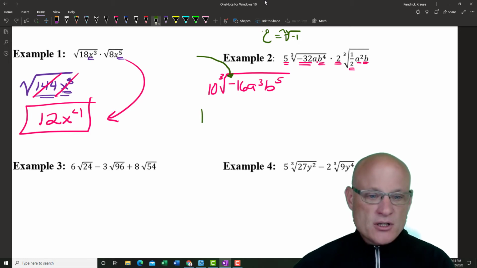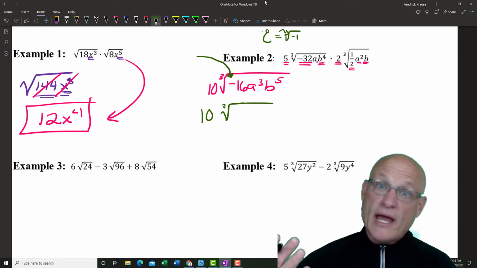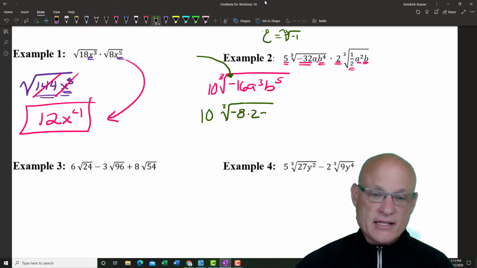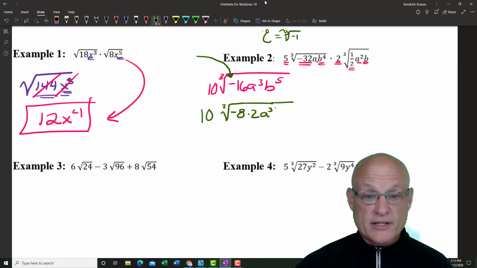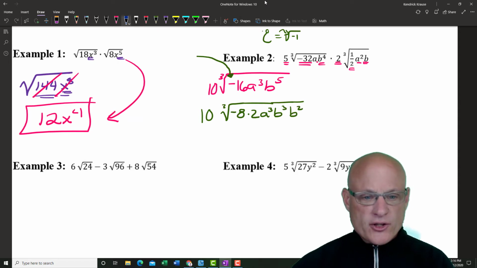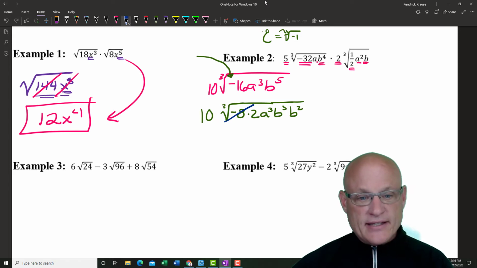So 16 is not a perfect cube. So we cut it in half. 8. Oh, 8's a perfect cube. So we're going to rewrite it as negative 8 times 2. A cubed is a perfect cube. And then b to the 5th, we're going to write it as a multiple of 3 and then whatever's left over. All right, so the cube root of negative 8 is negative 2.